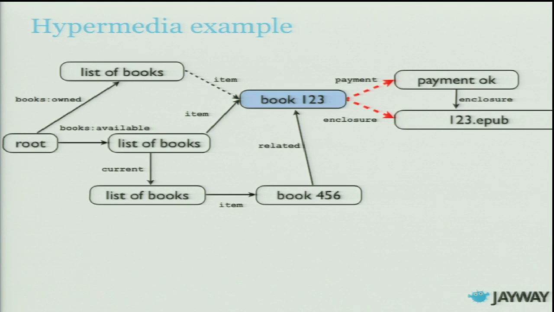The client wants to know what links are available, what links it can follow. So if the client hasn't bought the book, there is no point in having the link to the download, because we can't download the book until we have bought it. So let's say we haven't bought the book. We need to buy it first. There is only a link to the payment. We follow that, and we'll go into more details later on. After fulfilling the payment process, we can download the book.